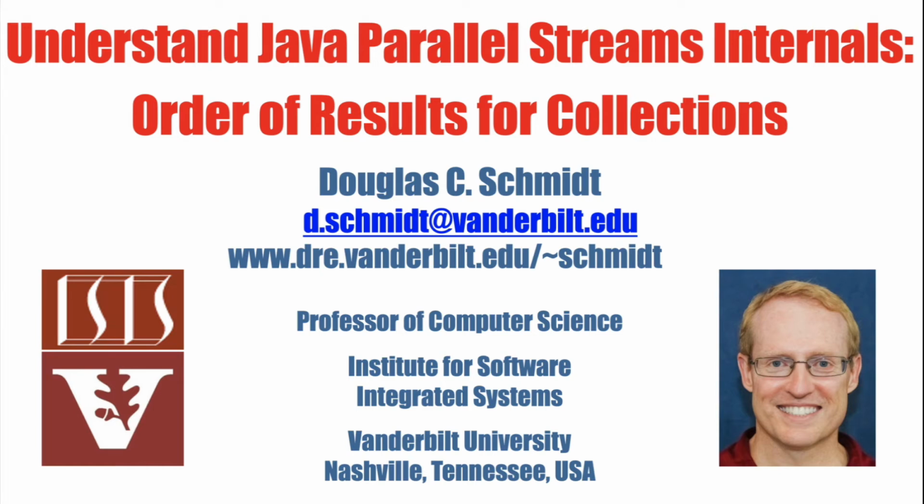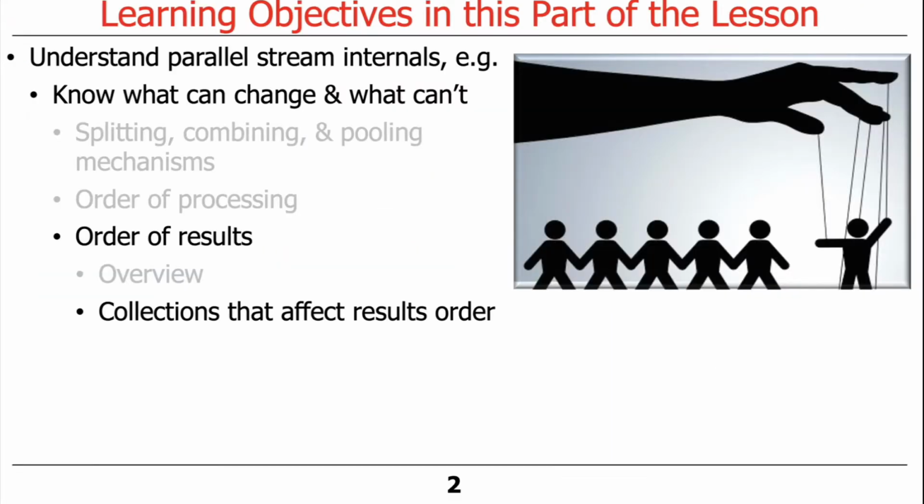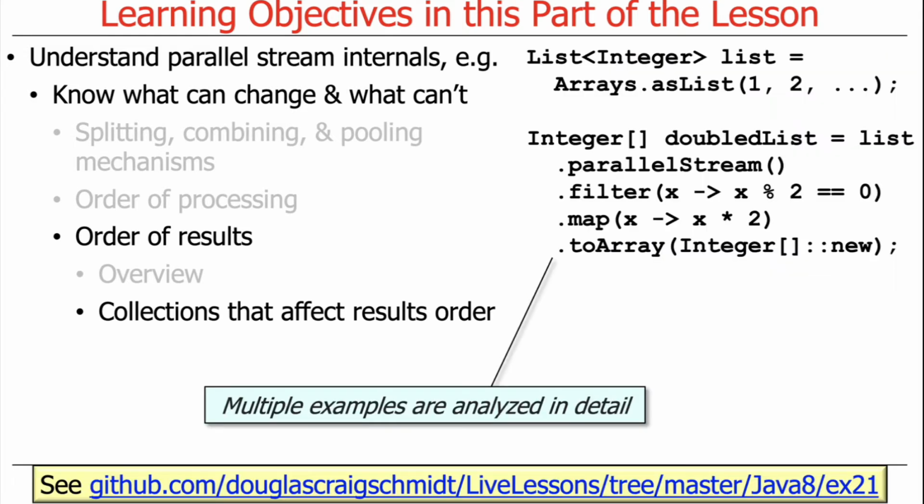So now we're going to dig even further into the discussion of ordering of results by talking first about how results are ordered for collections and how the choice of collection affects result order. Now keep in mind, what is a collection? A collection is often used as a source for a Java stream and a Java parallel stream. So again, think ArrayList, LinkedList, TreeSet, HashMap, and so on. And we'll take a look at some really cool examples.